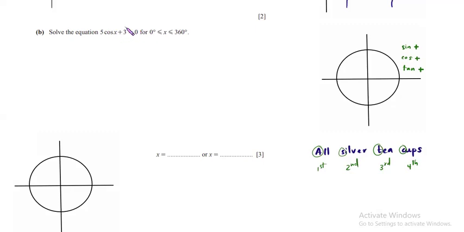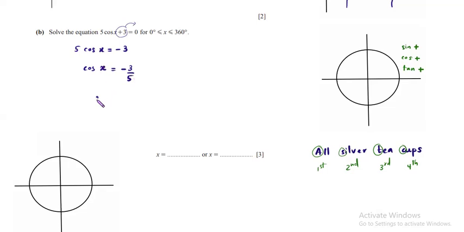So to do that, I need to first take the +3 to the other side. So it will be 5 cos x is equal to 0 minus 3. The +3, when it goes to the other side, becomes -3. Then the 5 is multiplying. If I'm to take it to the other side, it gets divided. So I get cos x is equal to -3/5.